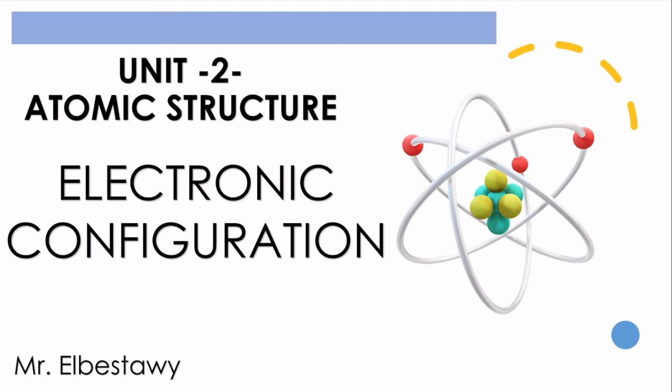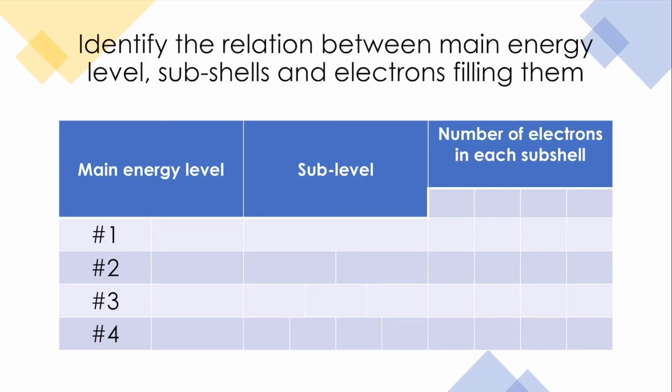Let's get started. First of all, we have to identify the relation between main energy level, subshells, and electrons filling them. We will study only the first four main energy levels: energy level number 1, 2, 3, and 4. We have to know that in each main energy level we have a number of subshells. But first of all, we have K, L, M, N, which are the first four main energy levels.